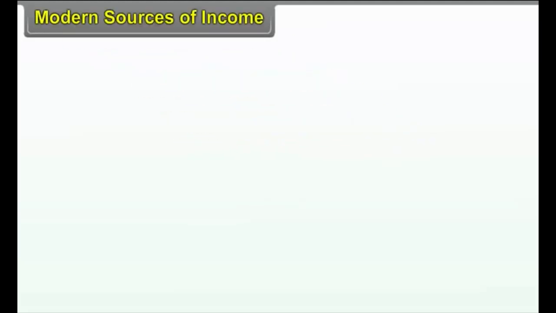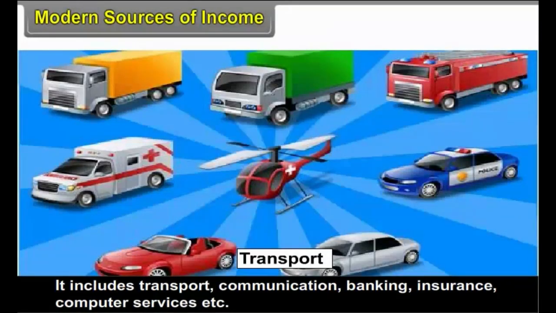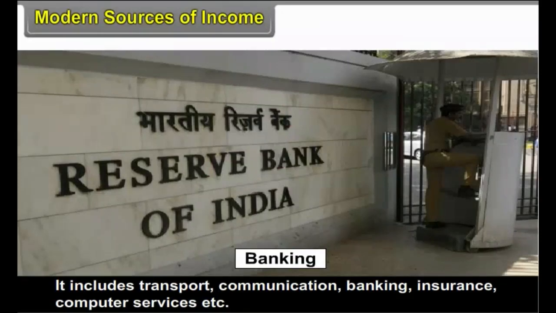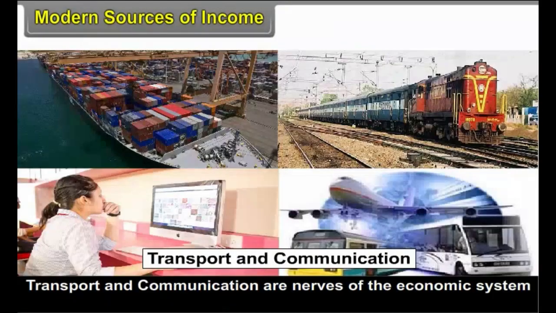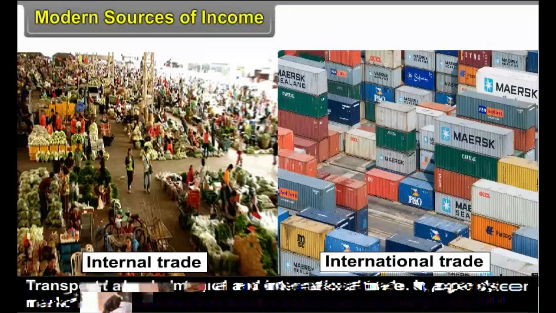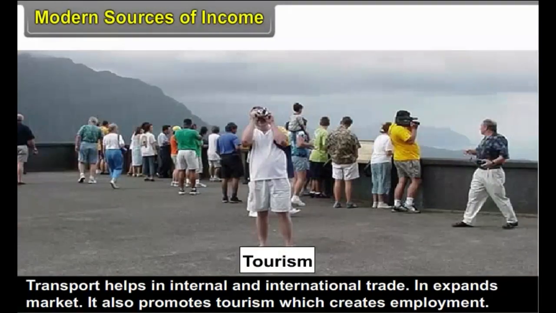Modern sources of income. In urban areas, people are mostly engaged in the service sector to earn income. It includes transport, communication, banking, insurance, computer services, etc. Transport and communication are the nerves of the economic system. Transport helps in internal and international trade. It expands the market. It also promotes tourism, which creates employment.